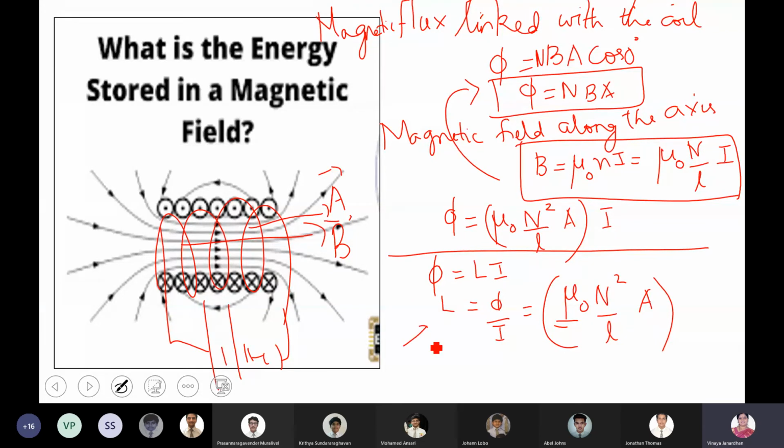So this L is called the coefficient of self-induction, or just self-induction.